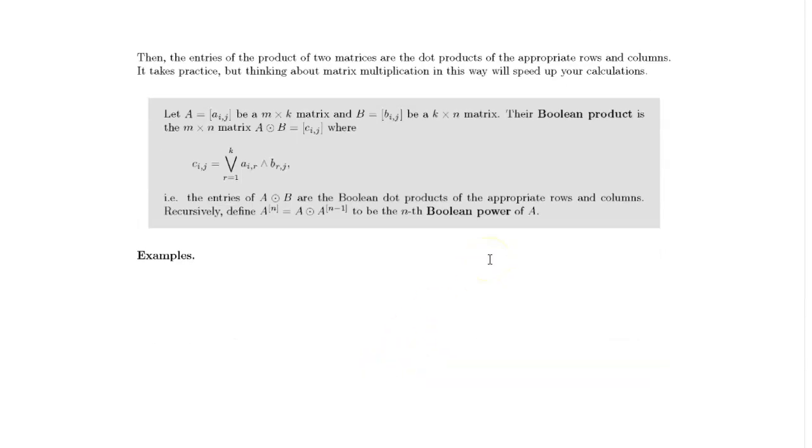The Boolean dot product is how we're going to take the Boolean product. The entries of the product of two matrices are the dot products of the appropriate rows and columns. So here's the idea. We're going to let A be an m by k matrix, and we're going to let B be a k by n matrix. Their Boolean product is the m by n matrix A dot B, whose entries are equal to the dot products of the corresponding rows and columns of A and B.